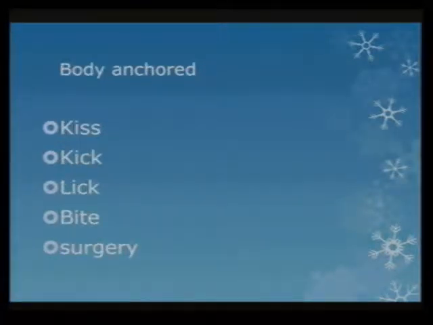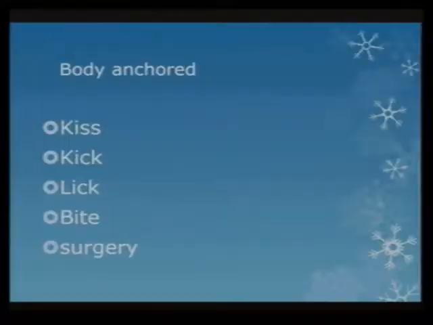And show. Oh, and copy. But you guys know those. Show, I usually show. Copy. Lick. Because we got to talk about animals. So, body anchored: kiss, kick, lick, bite, and surgery. We already talked about that one.